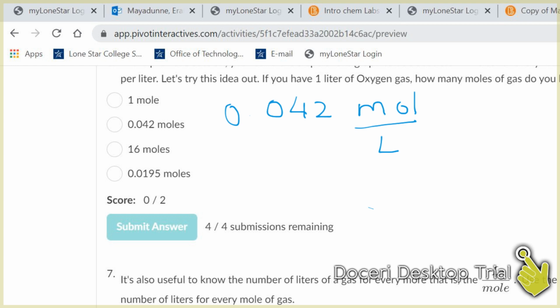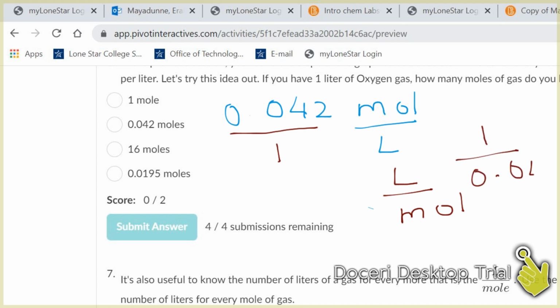Now, if instead I have the liters per mole, in any way, when you have this kind of thing, there's an arbitrary one here. We don't write the one. So now if I flip the units upside down, I have to change these two numbers also. So basically what I do, I take one up, 0.042. If you have a calculator, let me use my calculator.